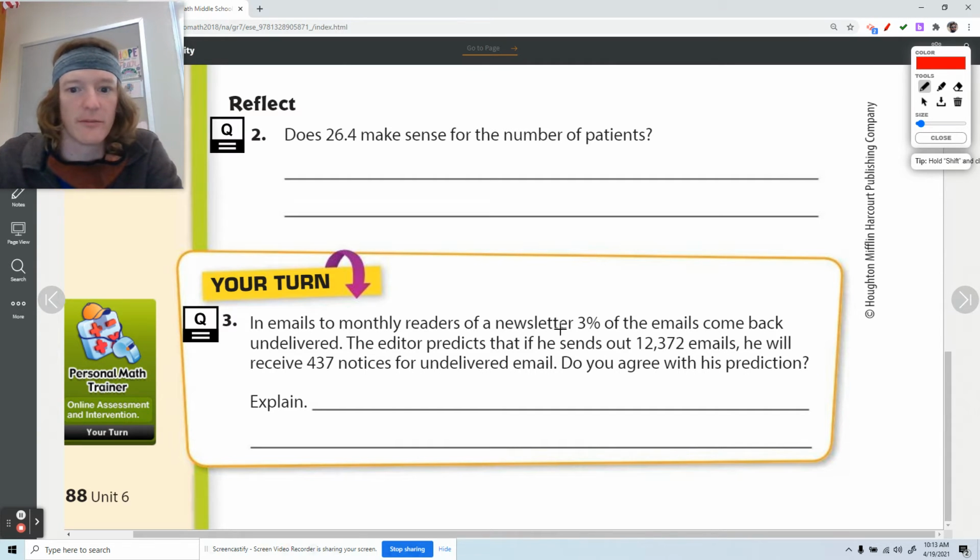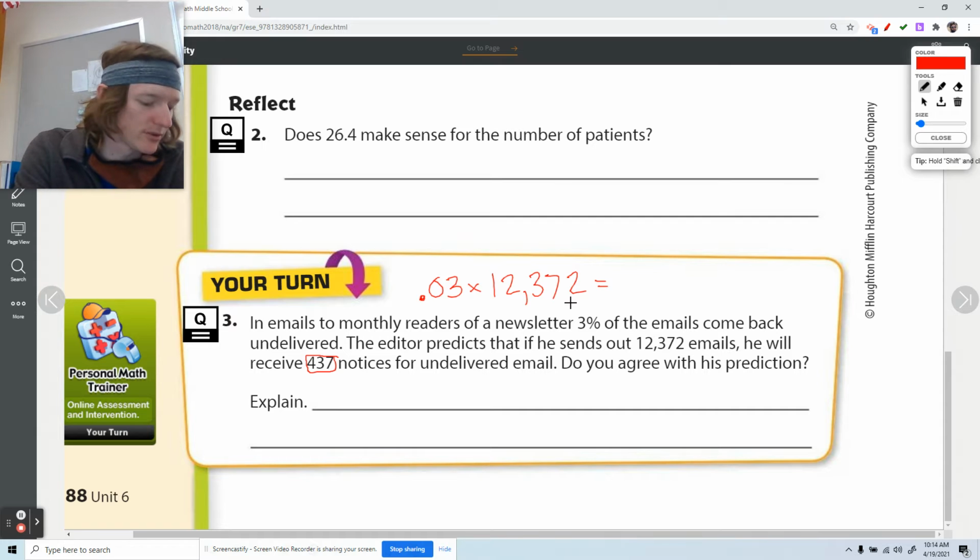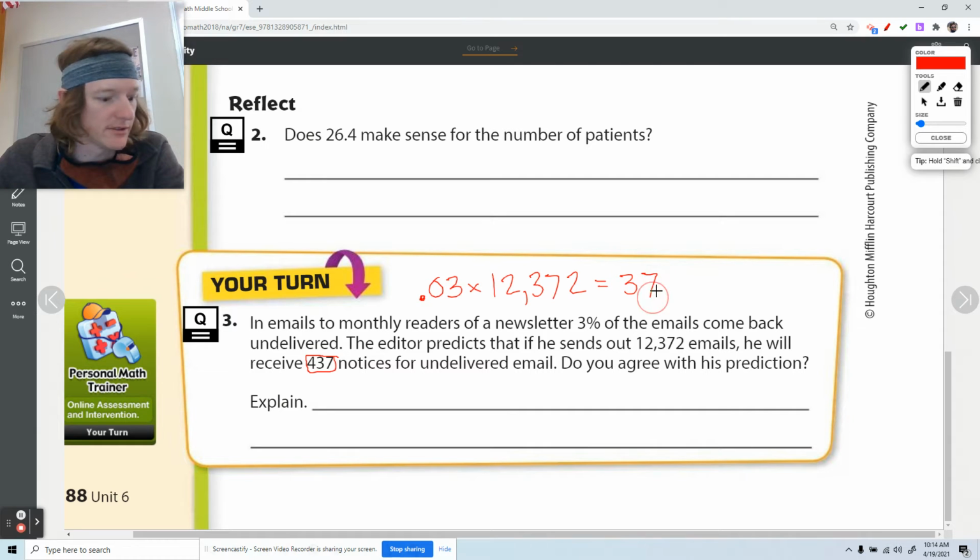In emails to monthly readers of a newsletter, 3%, or 0.03, of the emails come back undelivered. The editor predicts that if he sends 12,372 emails, he will receive 437 notices for undelivered email, and we need to decide, do we agree with that prediction? Well, let's find out what 3% of 12,372 is. 0.03 times 12,372, we get 371.16. Do you agree with this prediction?